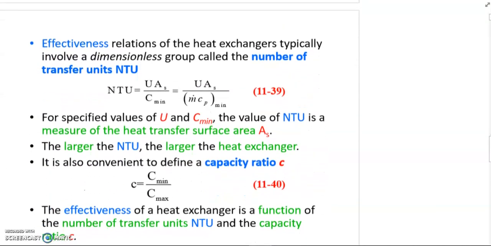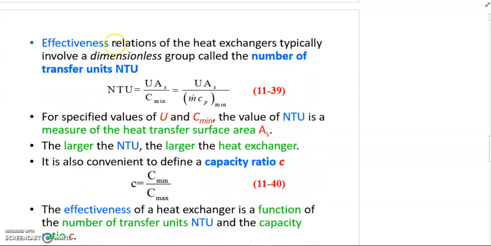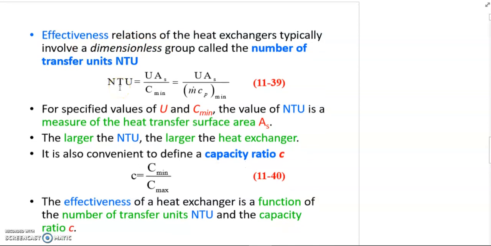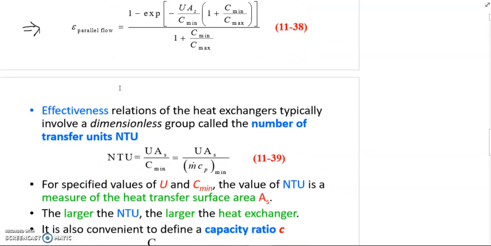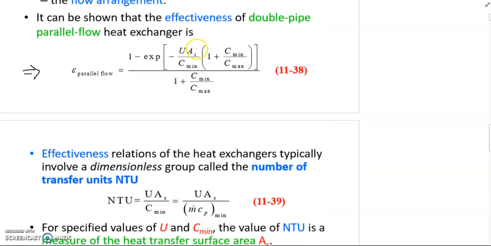The effectiveness relation of a heat exchanger typically involves a dimensionless group. This dimensionless group is called NTU. Here NTU is equal to U A s over C min. So you can replace this equation with NTU.